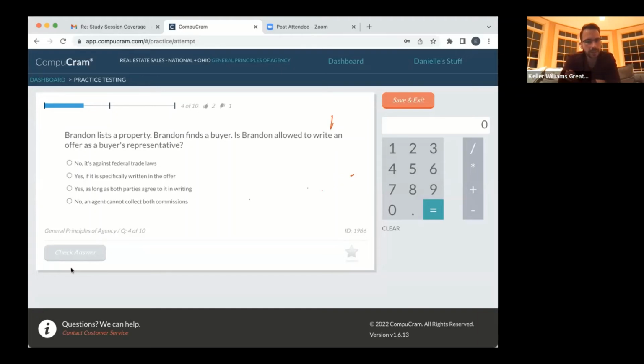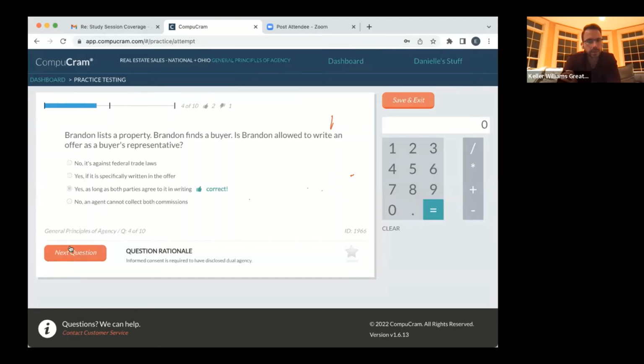A, no, it's against federal trade laws. B, yes, it's specifically written in the offer. C, yes, as long as both parties agree to it in writing. Or D, no, an agent cannot collect both commissions. C is correct.